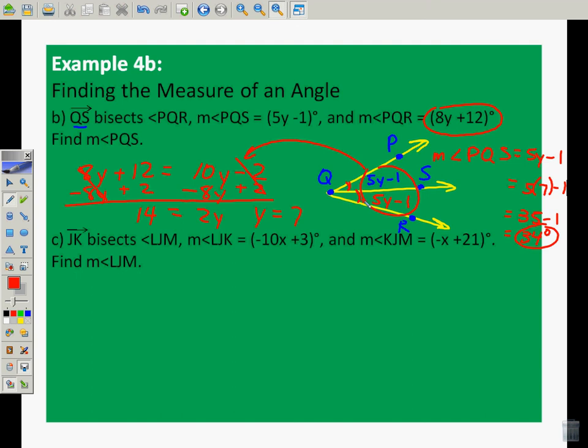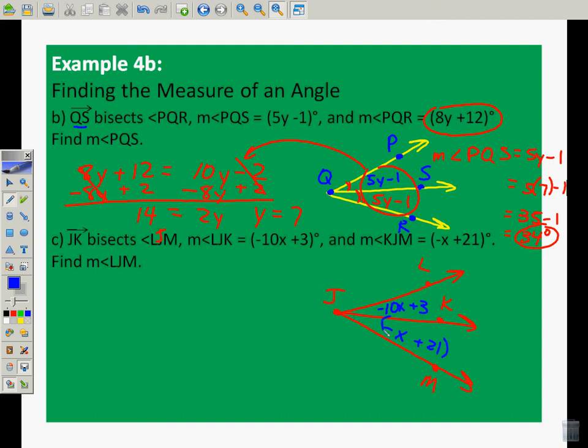JK bisects LJM. That's a little hard to see. That's a J. Okay? J. I'm going to draw a picture. What bisects? Well, JK. So JK bisects LJM. I'm going to fill in my info here. So LJK is minus 10x plus 3. And KJM is negative x plus 21. Okay? If it's bisecting, that means that they're equal.